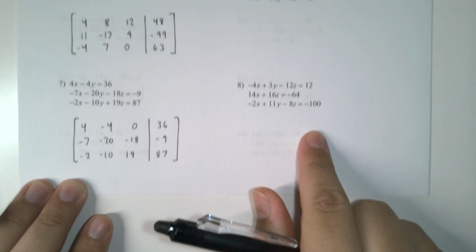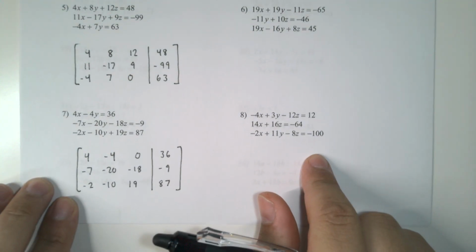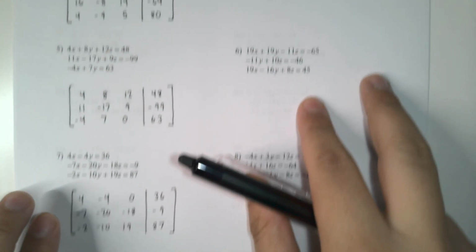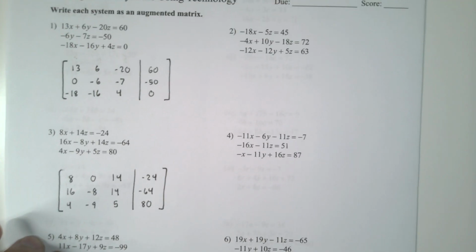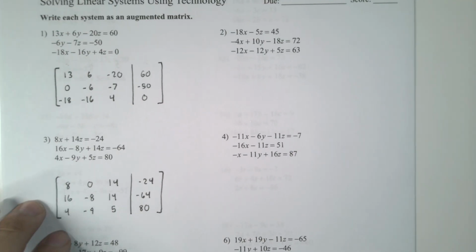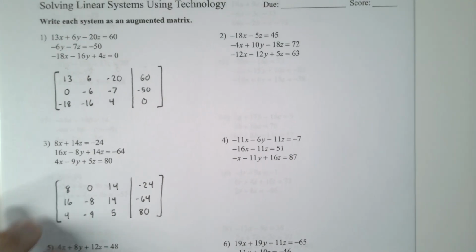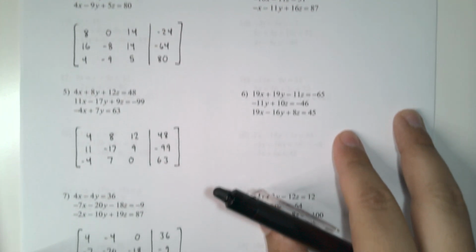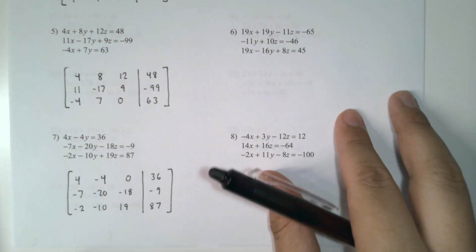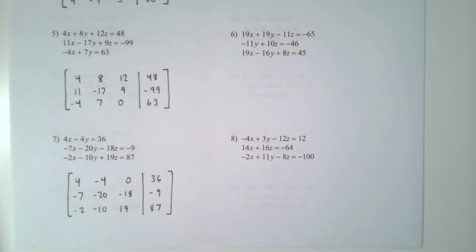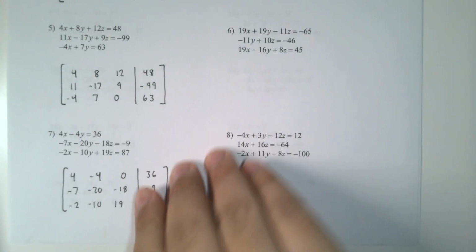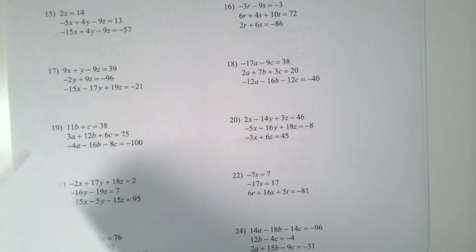So this is each of the examples for the first page, all converted from a system of equations into augmented matrices. So now that we know how to write each of these systems as an augmented matrix, we need to know how to actually solve systems of equations using our graphing calculator. So now we're going to go over to the next page.